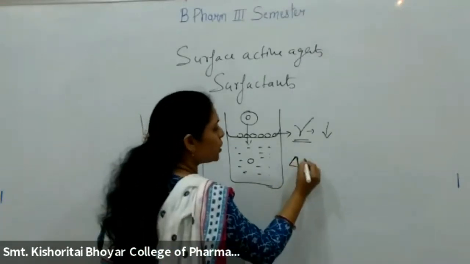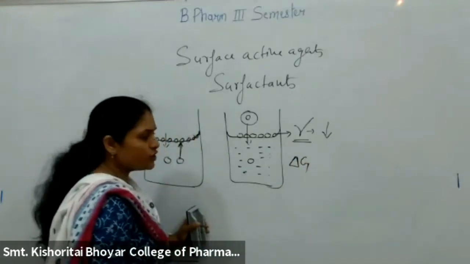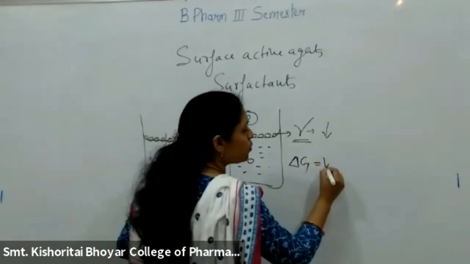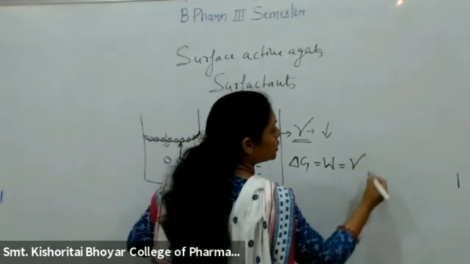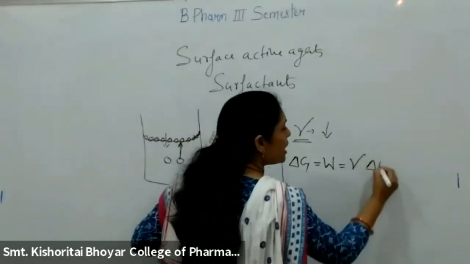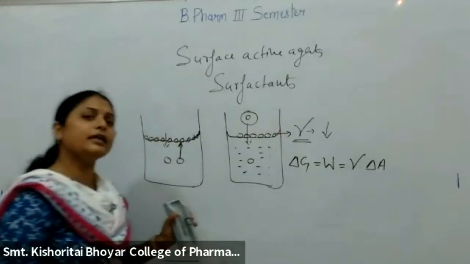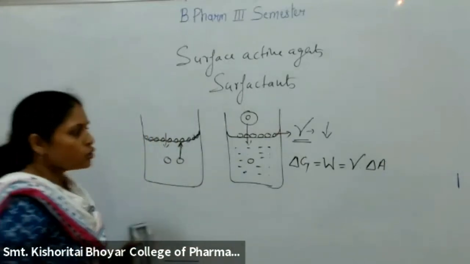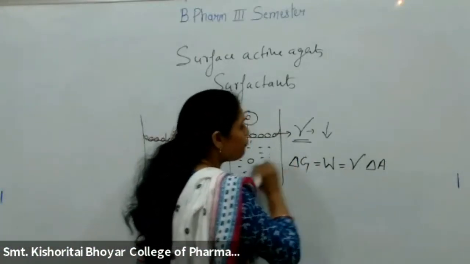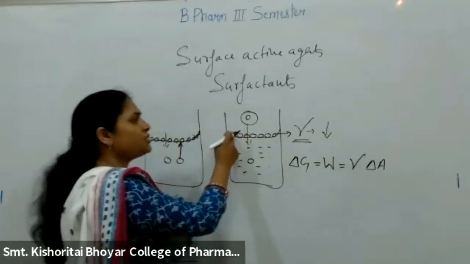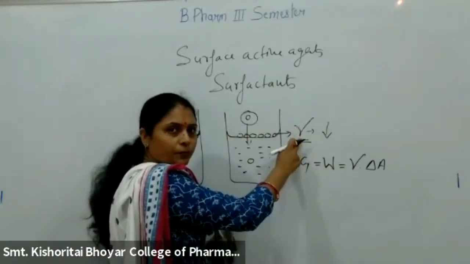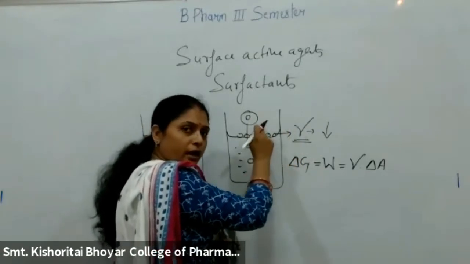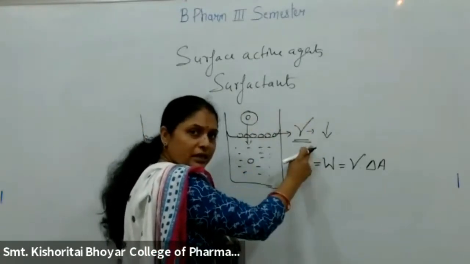We have discussed this equation. This is the equation of surface free energy, that is delta G is equal to W, that is work done. It is a multiplication of two terms, gamma, that is surface tension, and delta A, that is the increase in surface area. So according to this, any substance which is adsorbing onto the surface is responsible for decreasing the surface tension. Adsorption is happening, and because of that surface tension is decreasing.